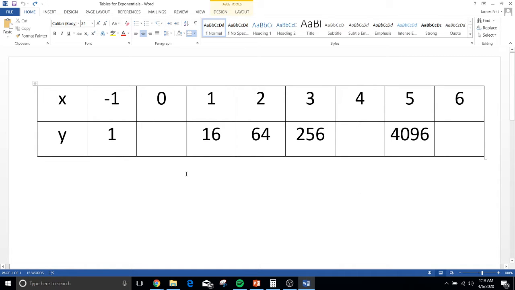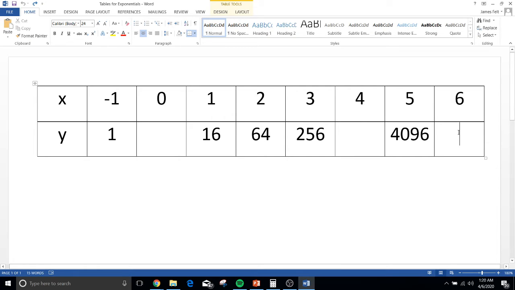All right, guys, you should see a table in front of you with our x values going from -1 all the way to 6, and our y values having a 1 under the -1, a 16 under the 1, a 64 under the 2, a 256 under the 3, a blank under the 4, 4,096 under the 5, and another blank under the 6.